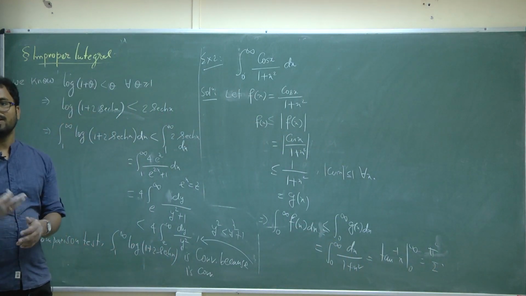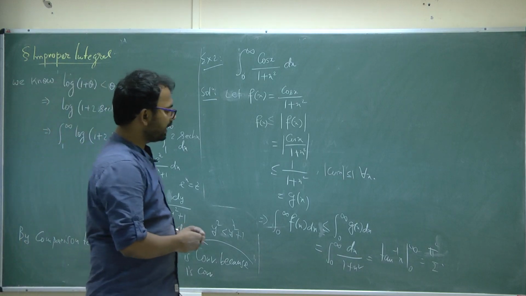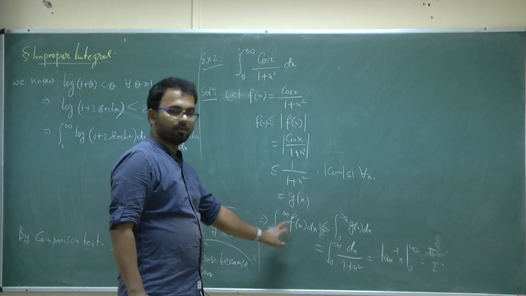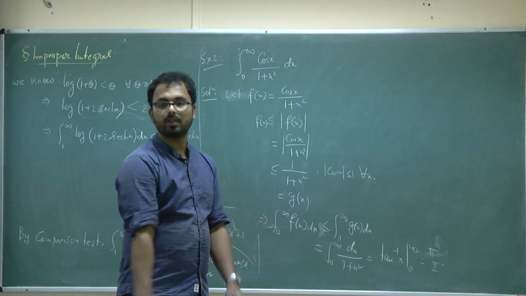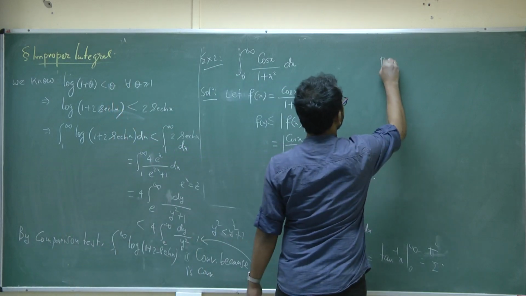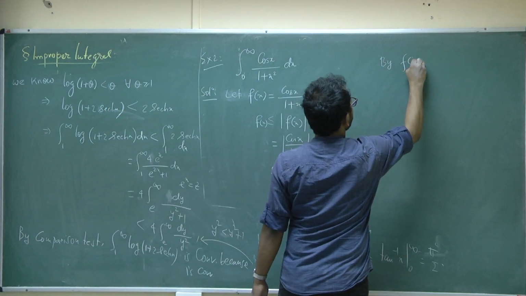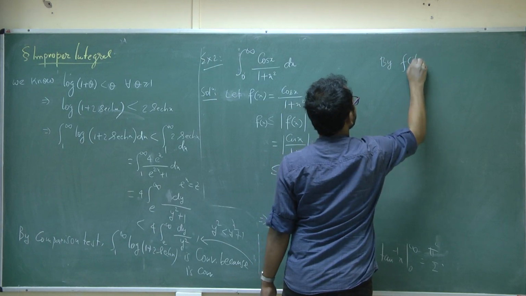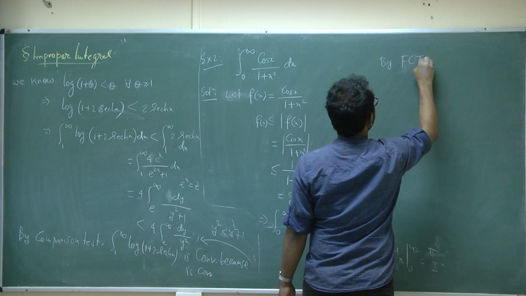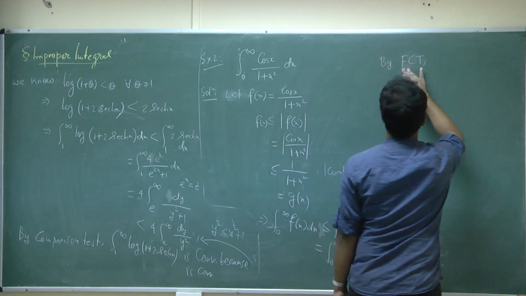Or you can say that in some way it is behaving like a proper integral because it is converging to a finite limit, and therefore integral from 0 to infinity f(x) dx by first comparison test is also convergent. So, by first comparison test, FCT, or let us write capital F, capital C, capital T. In the examination, make sure you write the full form.